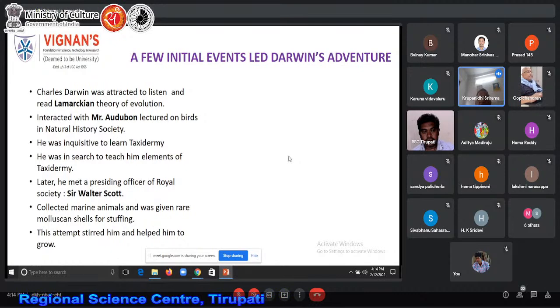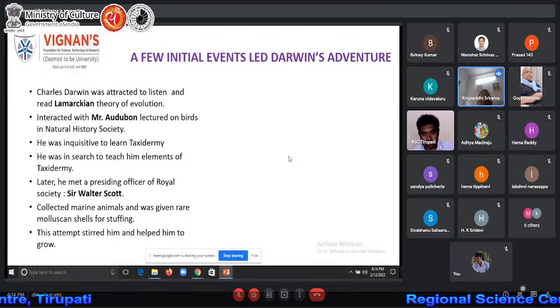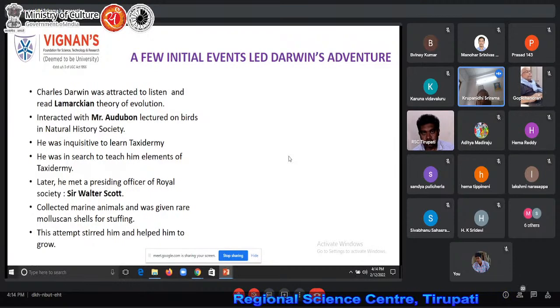So those things are the initial events. Here also, Charles Darwin experienced a few initial events for his adventure, for his voyage, for his thinking. Charles Darwin was a great thinker. Thinking means linking and recalling of one event with another, so as to solve a particular situation. That is the definition we give for thinking.